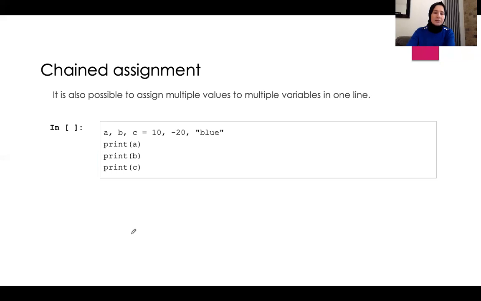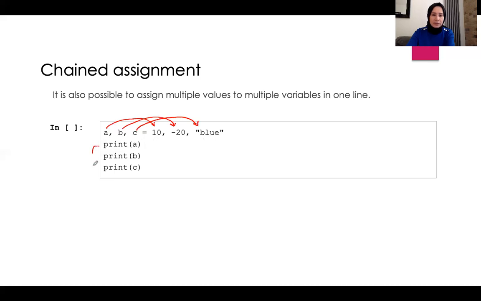And in Python, it's also possible to assign multiple values to multiple variables in one line. As you can see here, we have 3 different variables again, and we have assigned different values to each of them. The values should be assigned in the same order as the variable names. So for example, A will be 10 in this case, B will be -20, and C will be a string value.